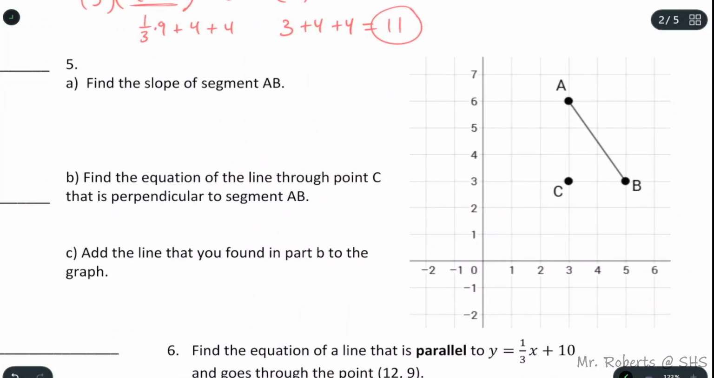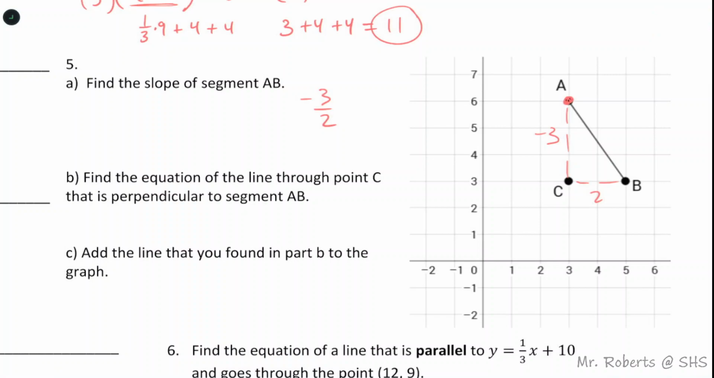So just for segment AB, I'm going to look at the furthest point to the left. Here it is, it's A. And I'm going to go down from here 1, 2, 3 units. And then I'm going to go to the right 1, 2 units. So I can see that the slope of AB is down 3 over 2, -3/2 units.